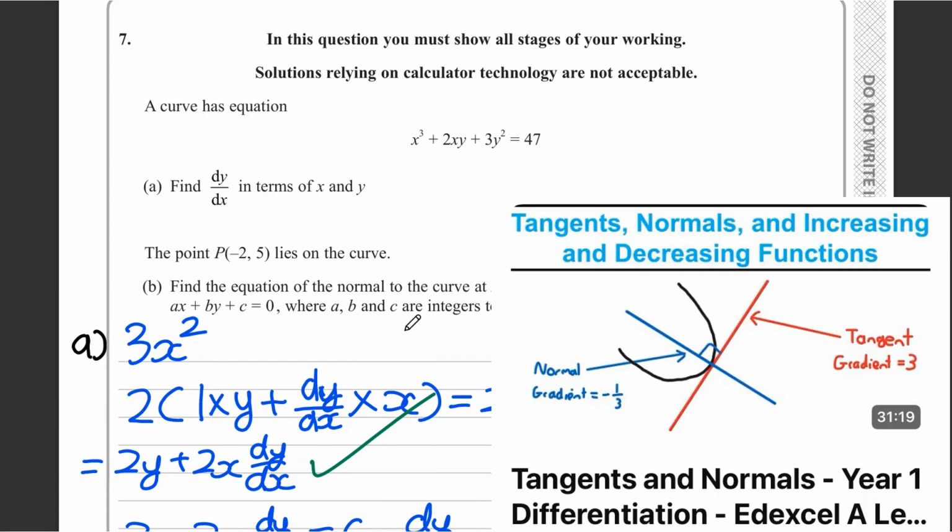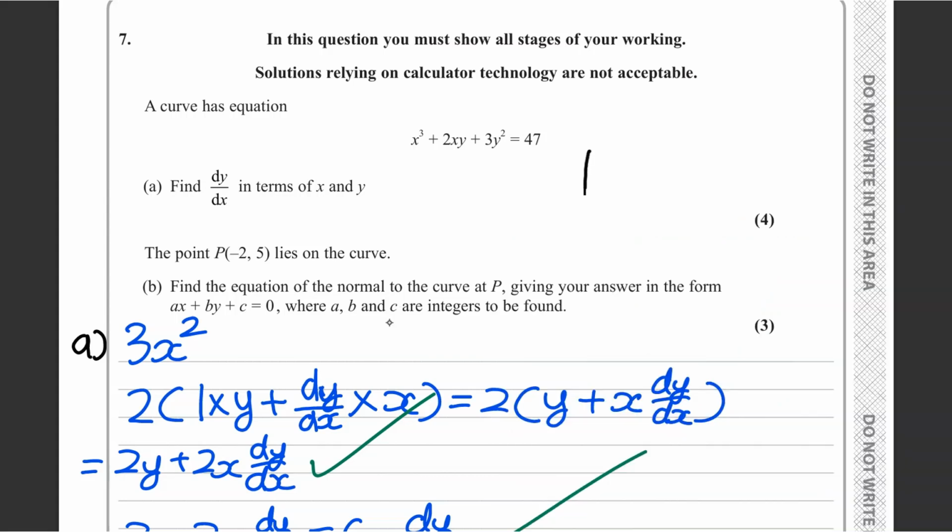So we need to find the equation of a normal. So remember what a normal is. Let's say that we have the curve like this here, and let's say that we have the point here. This is the point P. The normal is perpendicular to the curve at this point. Okay, now the normal is a straight line.